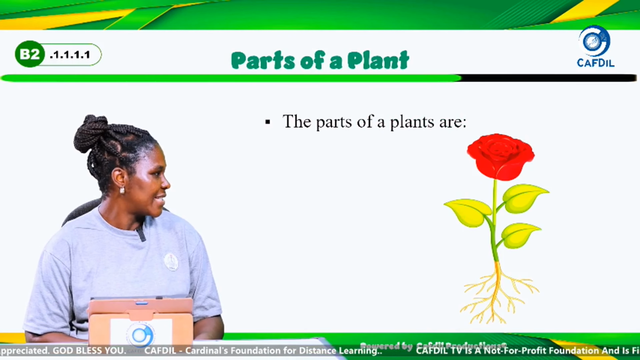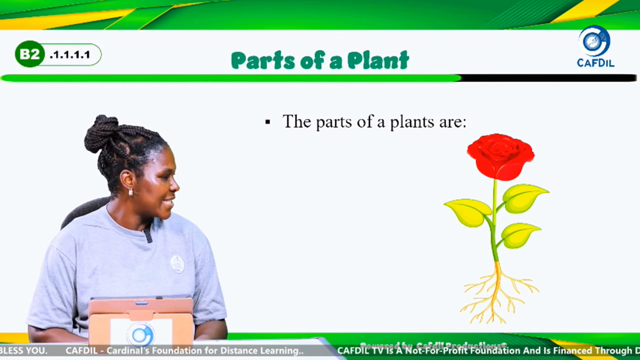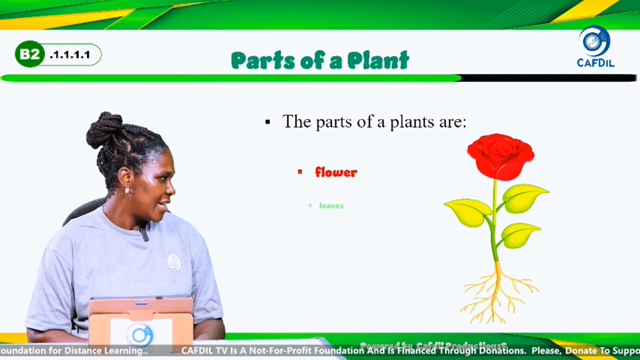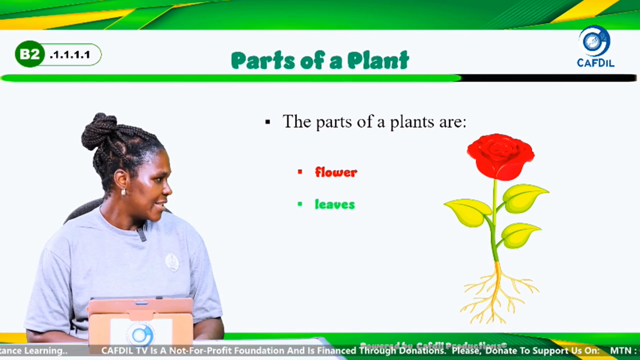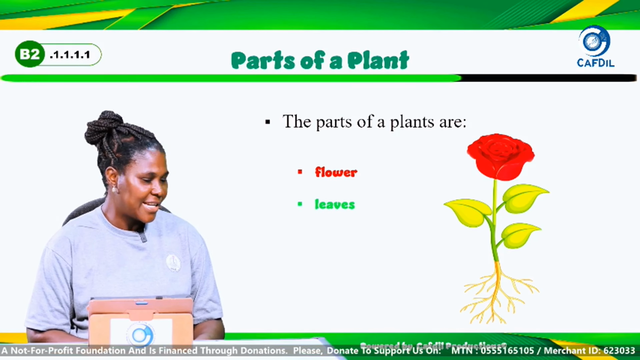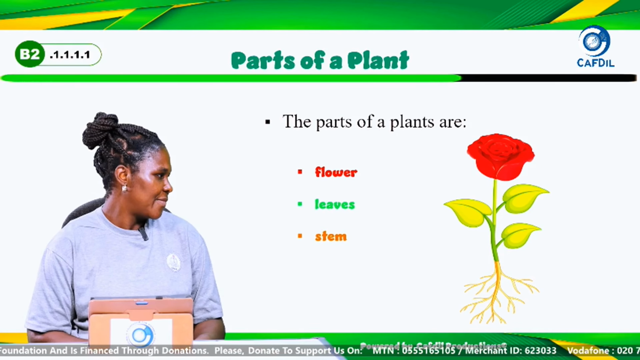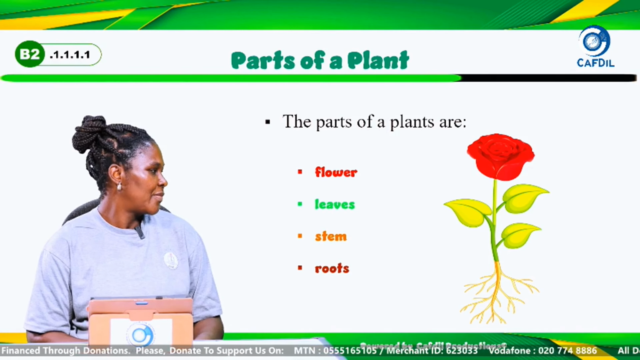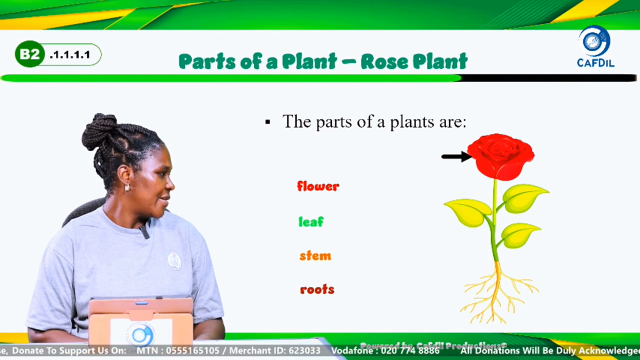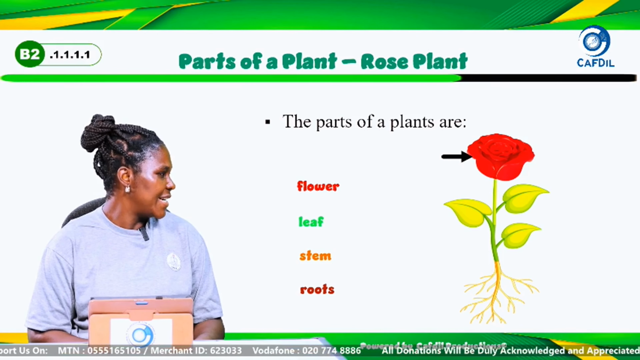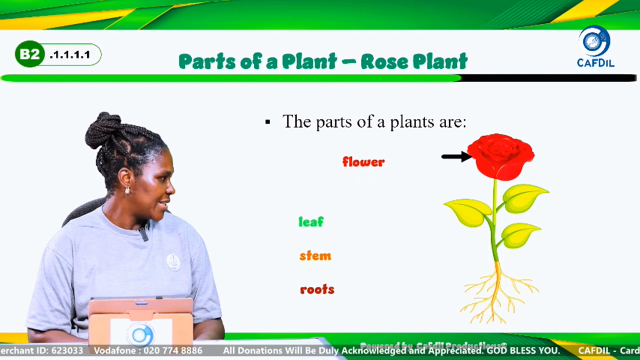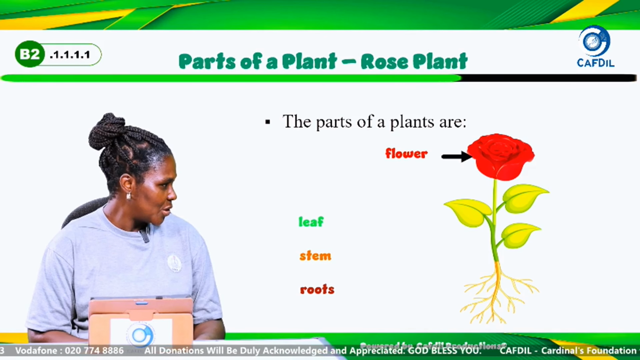Now let's start. The parts of a plant are: 1. Flower. Now let's look at the flower. Leaves. The leaves are there. Stem. We have the stem. We have the roots. Good. So let's look at the flower. We have an arrow there. So this is flower. Good.